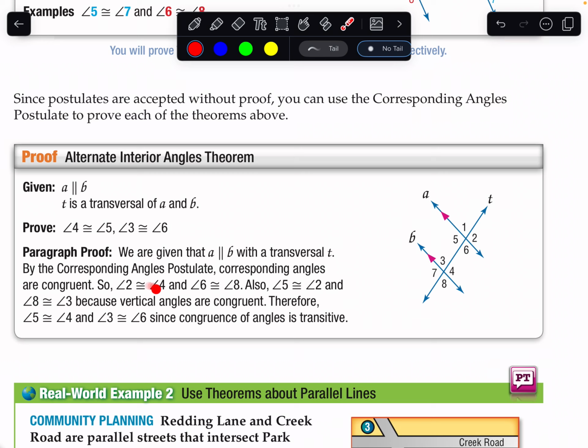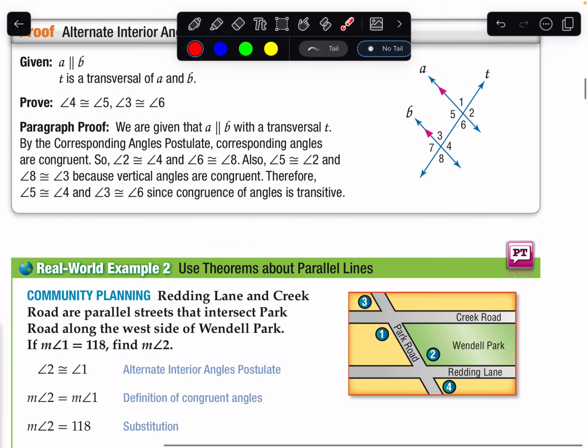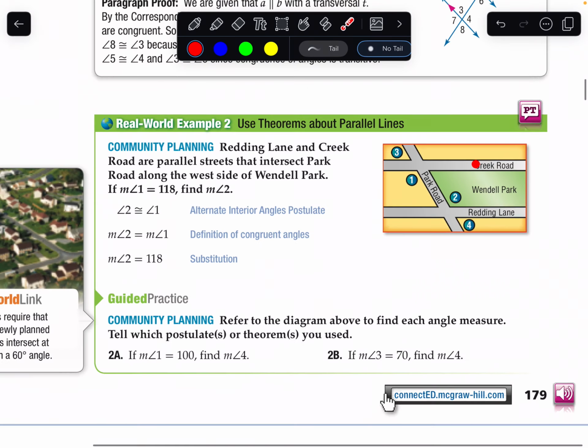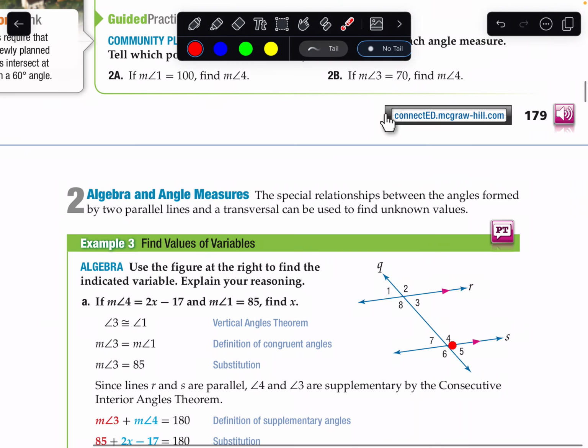Now we know that 2 is congruent to 4 by corresponding angles. I want to prove that 4 is congruent to 5. Well, I know that 2 is congruent to 5 and 4 is congruent to 2. So, since congruence, like equality, is transitive, therefore 5 is congruent to 4 and 3 is congruent to 6, since congruence of angles is transitive. We'll continue with example 2 in part 2 of the video. Now on to part 2 of the section.